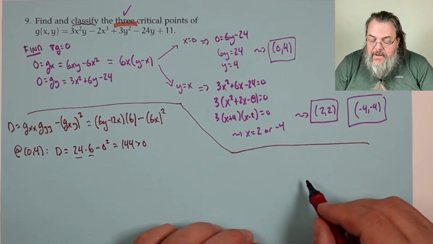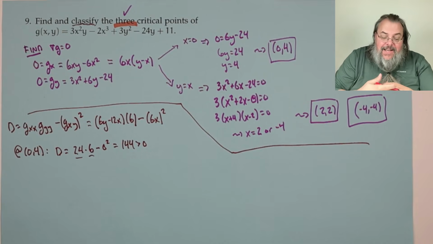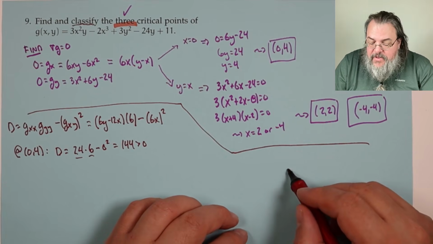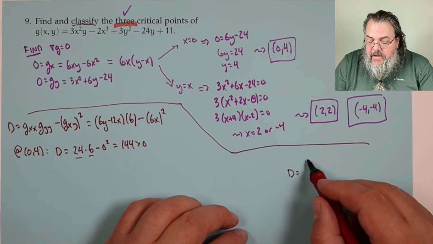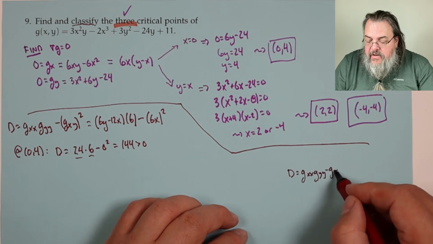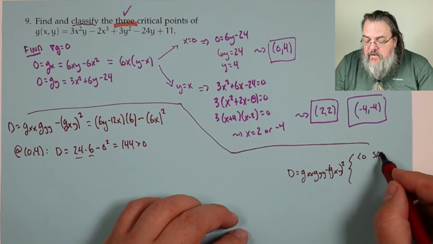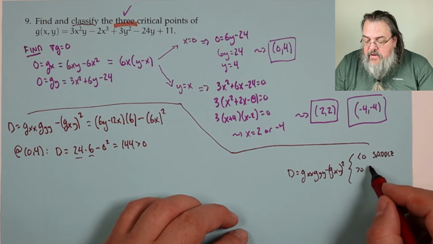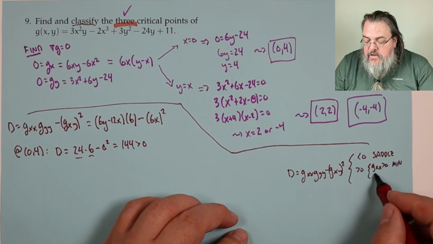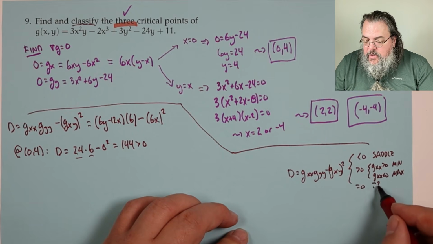And so remember that when d is positive, it's a min or max. Look in a slice and apply the second derivative test from Calc 1. Or you could just say, hey, there's the formula that says, look, d, which is this quantity, gxx gyy minus gxy squared, if it's less than 0, saddle. If it's greater than 0, break it up: gxx positive min, gxx negative max. If it equals 0, no conclusion.